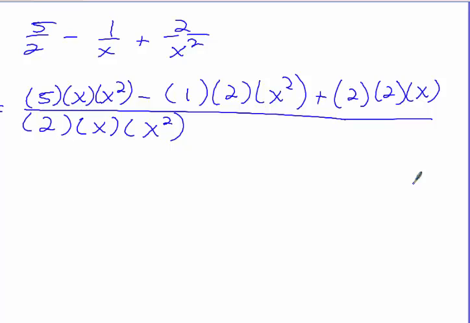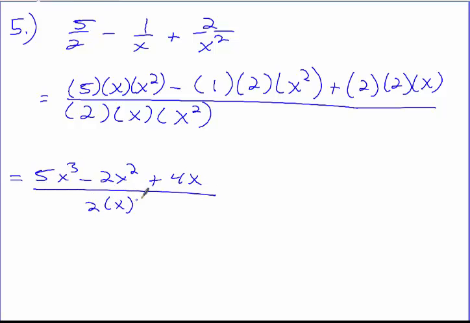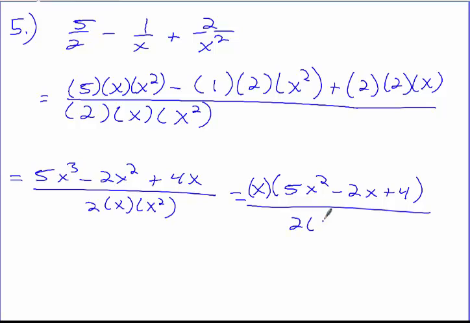Everybody all right with that? So now it's the same process. Multiply, get rid of parentheses, group your like terms, all on top, okay? So I'm going to wind up with 5x cubed minus 2x squared plus 4x all over 2 times x squared. Factor out what you can. The only thing that's in common to all three is the x. So I'm going to factor that out and give you a 5x squared minus a 2x plus 4 all over 2 times x squared.